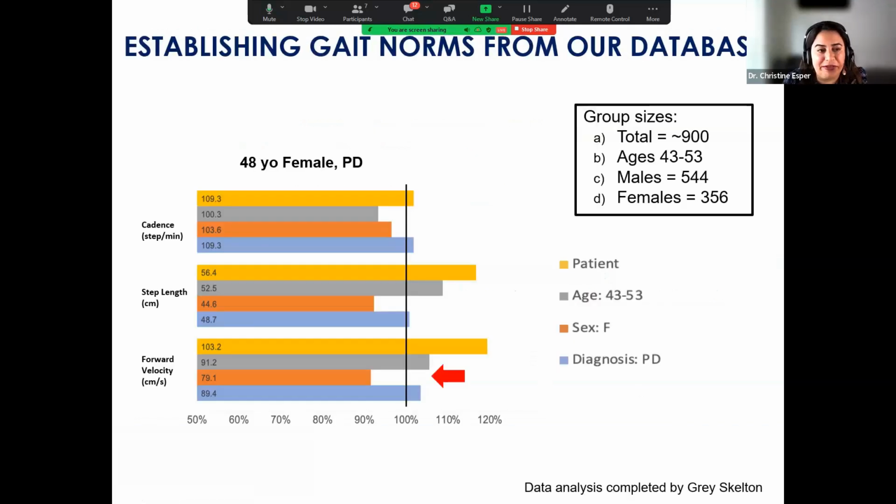Here's an example of what I envision in the future for our lab. We're trying to establish gait norms from our database. So currently we have, I think, about 1,100 procedures that we've covered. And some of them are patients before and after an intervention. So not necessarily 1,100 unique patients. But what I'd like to look at is to create norms by age, by gender, and then by disease. So here's an example of what I'm referring to. So this was done when we had about 900 total procedures.